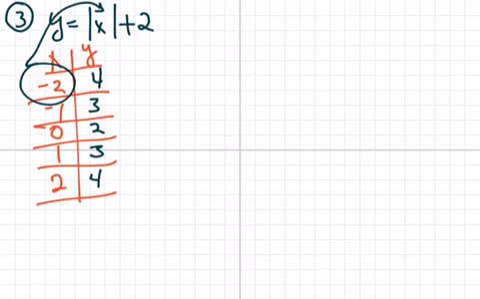So plotting these points, we're at -2, 4. We're at -1, 3, 0, 2, 1, 3, and 2, 4. So what we see happening here is that we get this V-shaped graph where we're taking negative values, or normally negative values here, and reflecting them upwards to create this V-shaped graph. So this graph is our answer.